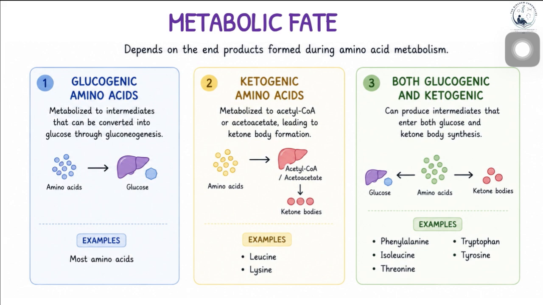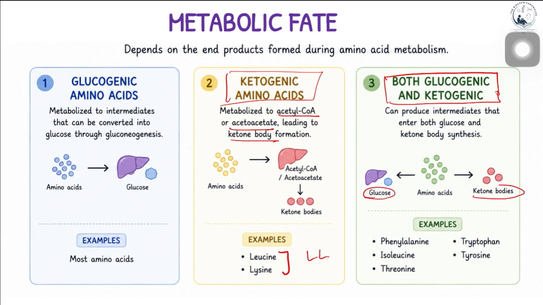So the easy way to remember is, first remember the ketogenic amino acids, that is they form acetyl CoA or acetoacetate, which will form the ketone bodies. Remember LL, leucine and lysine, okay. Then you remember the glucogenic and ketogenic amino acids, that is they can form both glucose and the ketone bodies. So how will you remember this? What are phenylalanine, tyrosine and tryptophan coming under? They are aromatic amino acids. So all your aromatic amino acids and IT, that is your isoleucine and threonine, are both glucogenic and ketogenic.